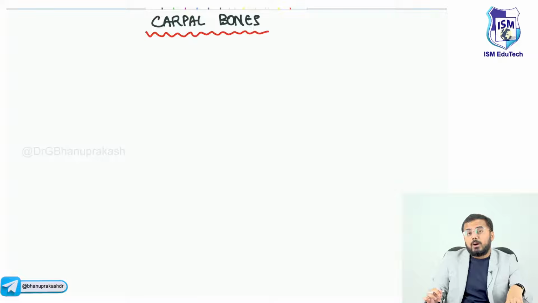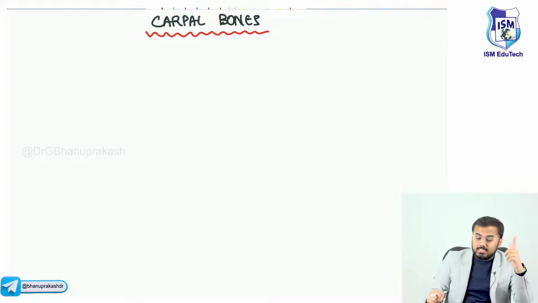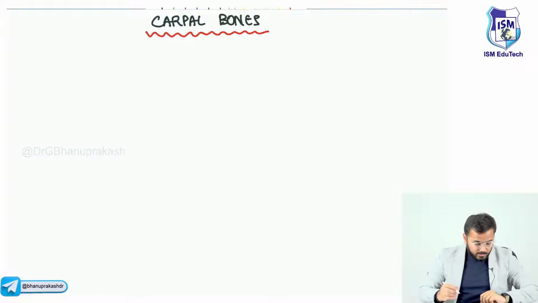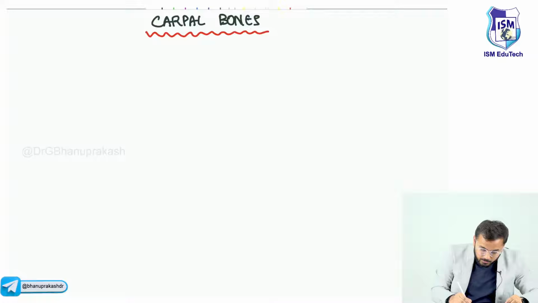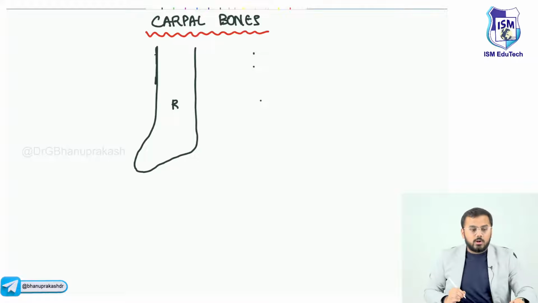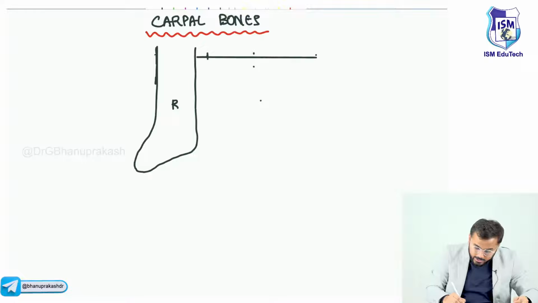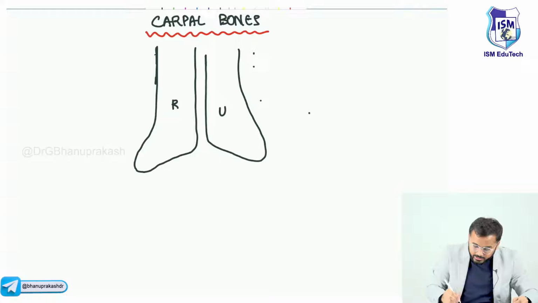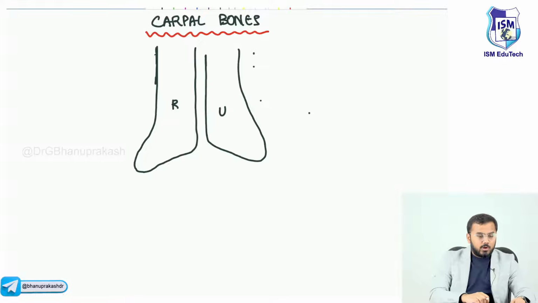But the most important part in the upper limb regarding osteology is the carpal bones, guys. Very, very important. Just look at the pictures, whatever I'm drawing. In the carpal bones, this bone over here is called your radius bone. After that, this bone over here is called your ulna bone. So one is called your radius bone and the other one is called your ulna bone. Clear?